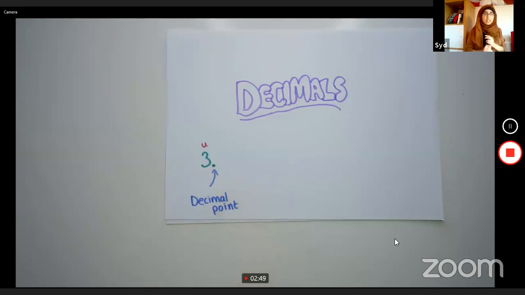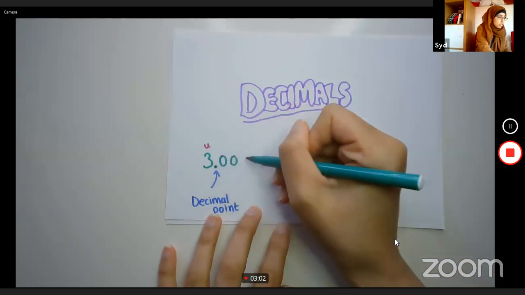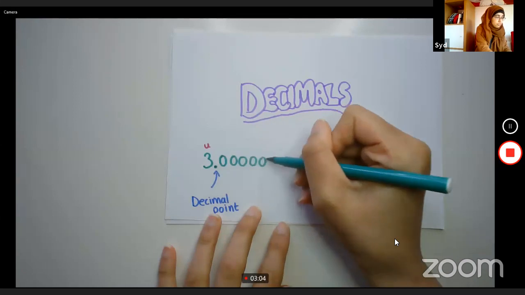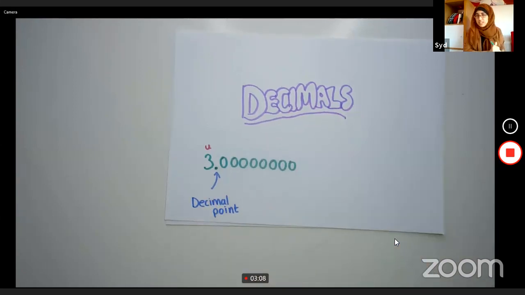So we've got a number here, 3. 3 is a number. It's a unit. If you want to, you can put a point at the end of it, so it becomes 3 point, and then I can put numbers after it. We could go on forever. It's got loads of zeros, but we only put them in if we need to.